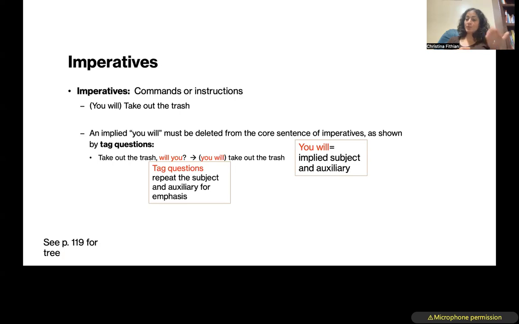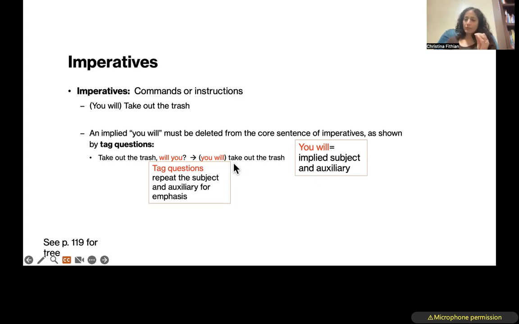Well, it shows up in tag questions. Take out the trash, will you? Notice that tag questions repeat the subject and auxiliary for emphasis. And we can see that with other types of tag questions as well, too, that aren't imperatives. Now, again, you will, you is the implied subject and will is the auxiliary.